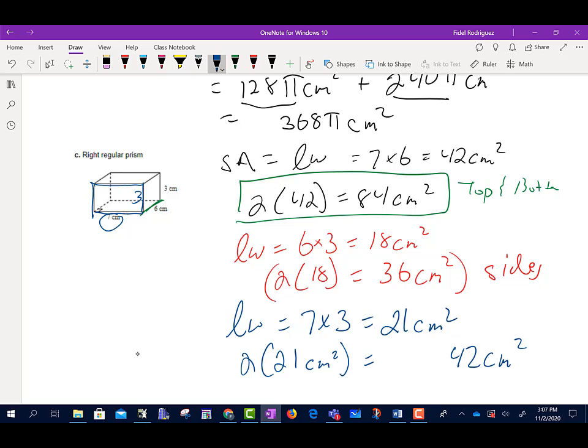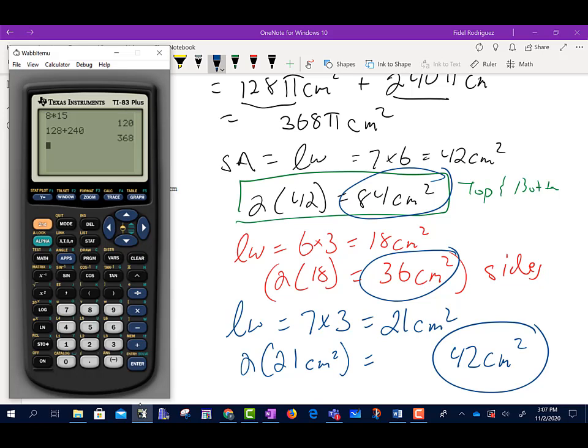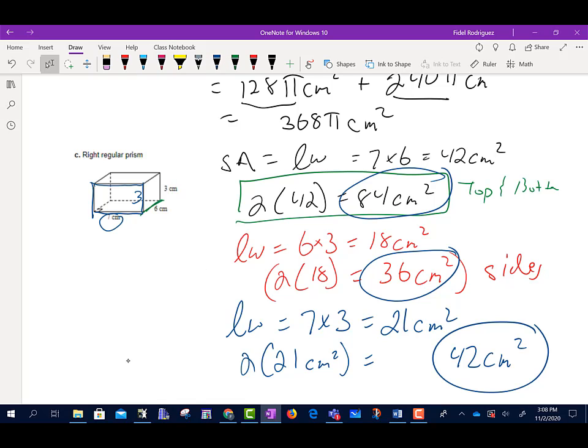Okay, so now to find the surface area, we're going to take 84 and 36 and 42, and we're going to add them all up. So 84 plus 36 plus 42, and that's giving me 162. So the surface area here would be 162 centimeters squared. Okay.